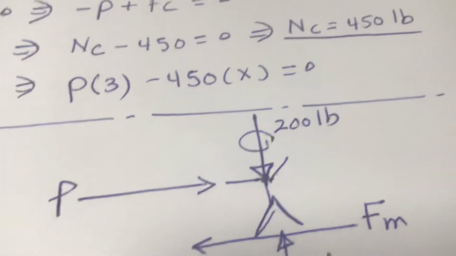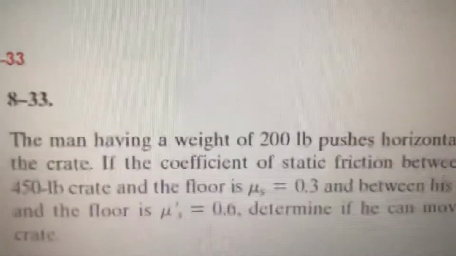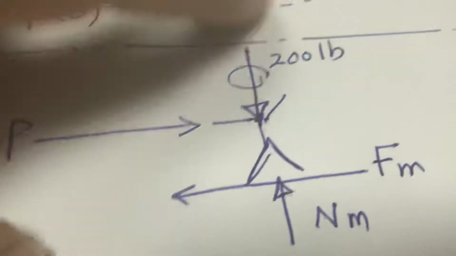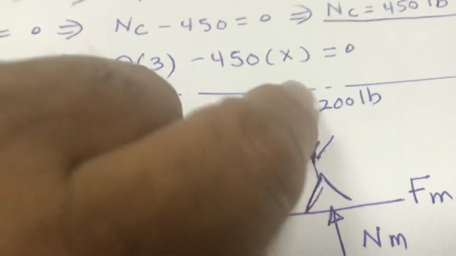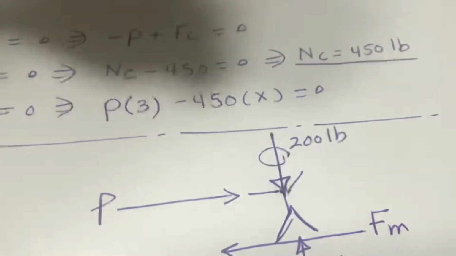What are the forces on the human? Remember, he told you that the weight of the human is 200 pounds. So we'll make the human, his face, his hand, and his legs. The weight is at the center of the human, 200 pounds, and it's going down.